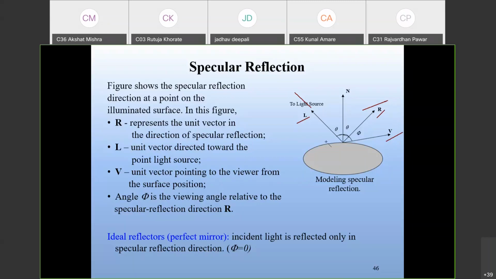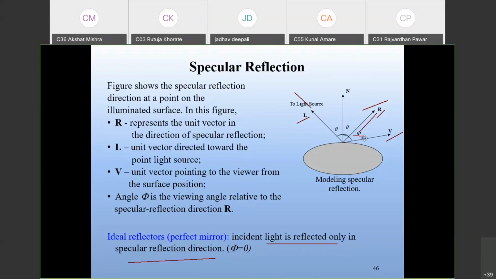Angle phi, this angle phi, is the viewing angle relative to the specular reflection. Reflection is done in this direction, R, and this is the viewer direction. In between, the angle is phi, and the remaining angle is theta. It is between the light source and the surface normal, and between the surface normal and the reflection, that is theta.